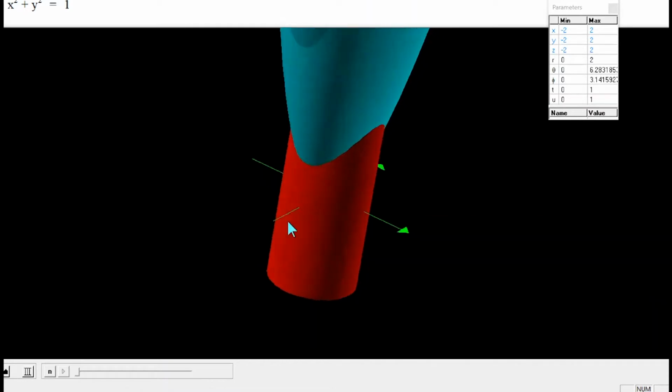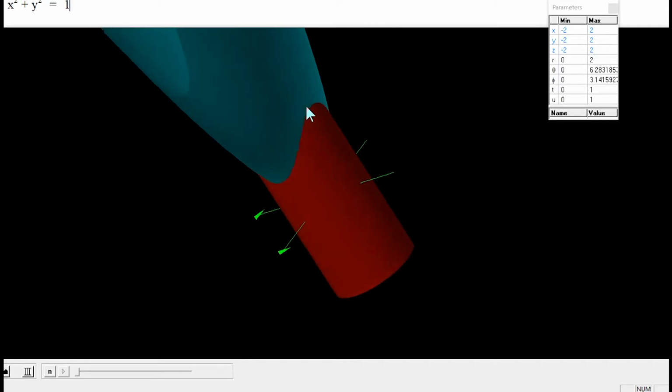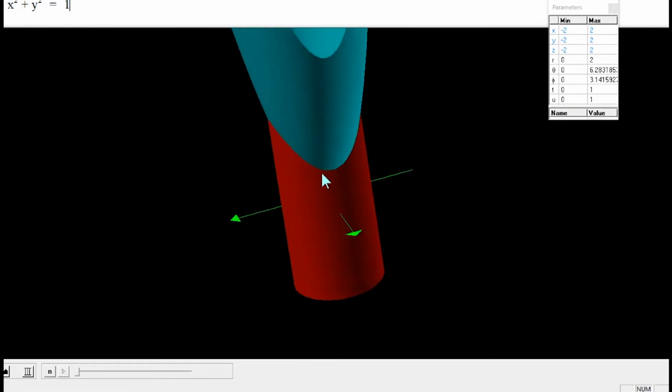Good. Looks good. So looks like our maximum is along the x-axis. So (1, 0) is the location of the maximum, and also (-1, 0) here, right? And that will be the local minimum, right?